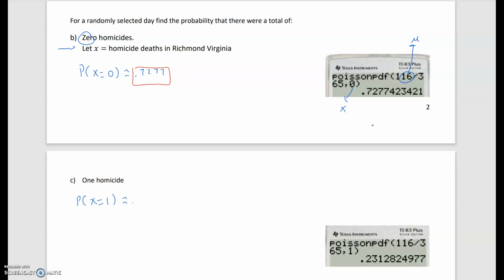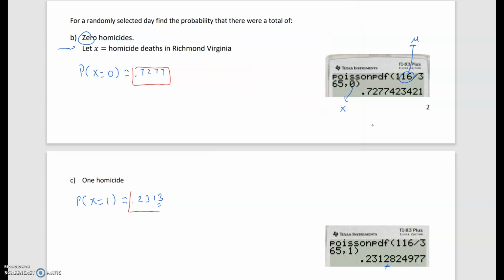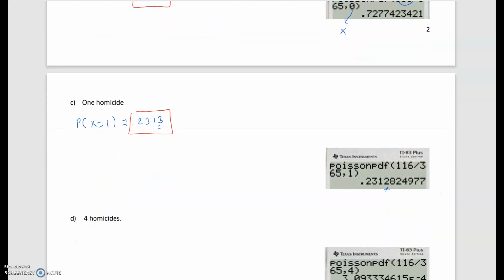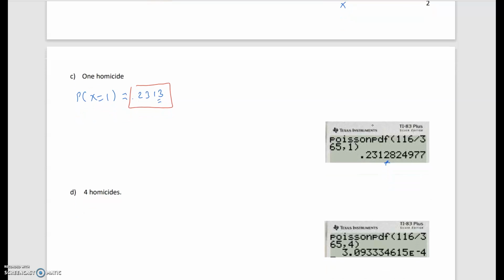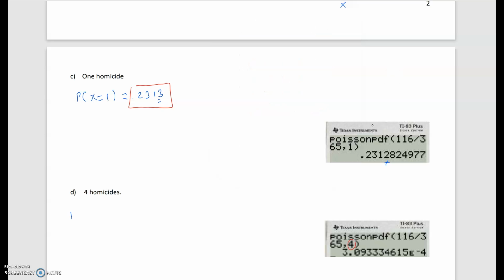This would be the probability of X is equal to 1. So it's going to be approximately 0.23, technically rounding to a 3. So 1/3. So 0.2313. Next evaluation is asking for 4 homicides. I already put the code here. In this case, for 4. So this is going to be the probability of X is equal to 4.